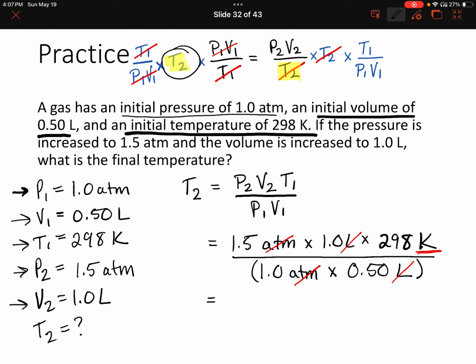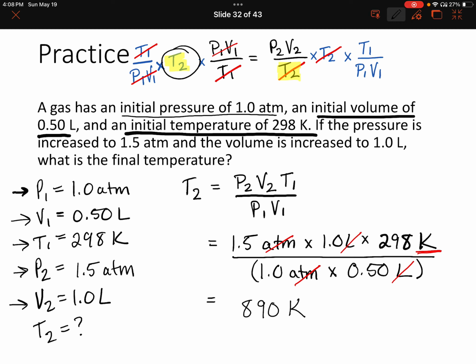Okay, so when I plugged this into my calculator, I got a value of 890 Kelvin. Now, with the combined gas law, it's a little harder to tell if your temperature would increase or decrease based on the changes in pressure and volume. So it's not as easy to tell what to expect in this case. But our final answer has 2 sig figs, which is good because most of our values had 2 sig figs.